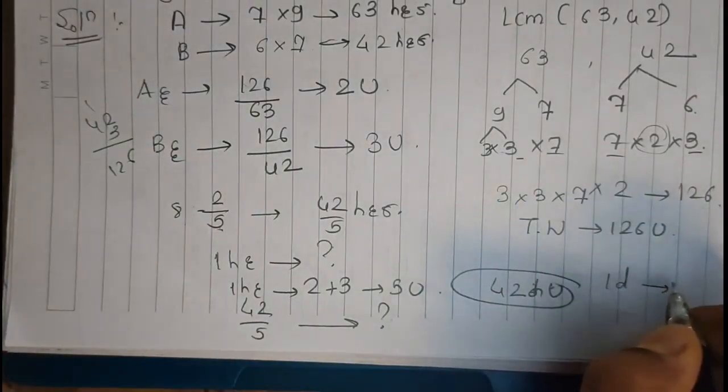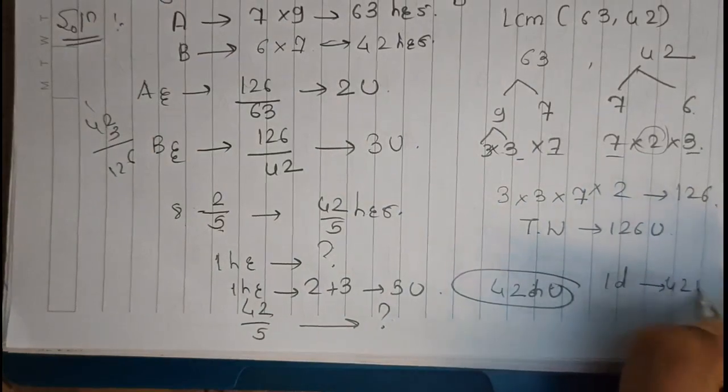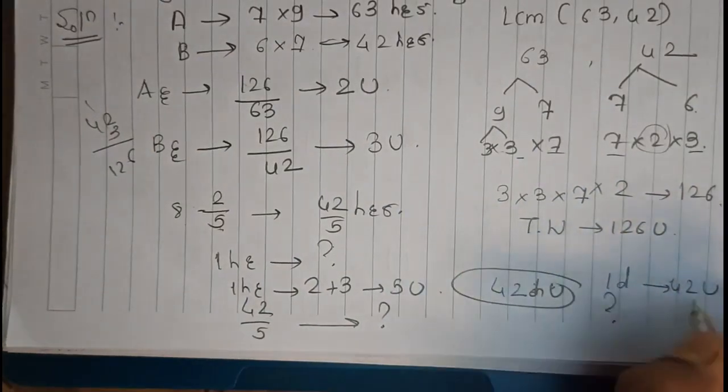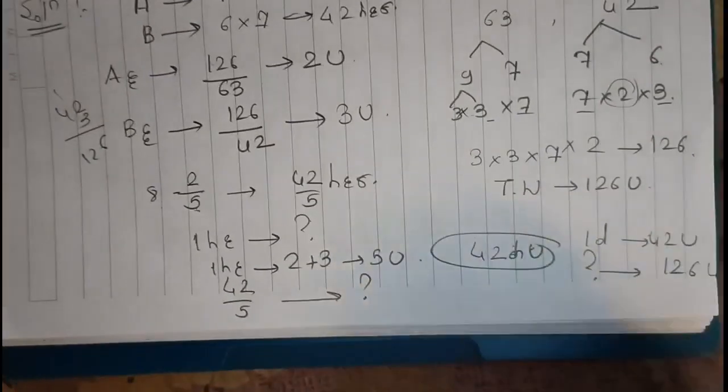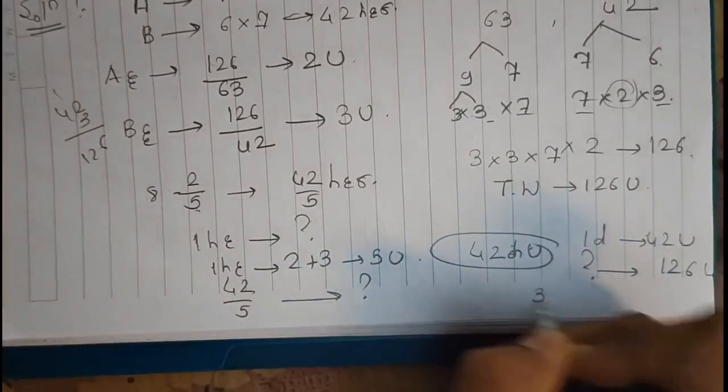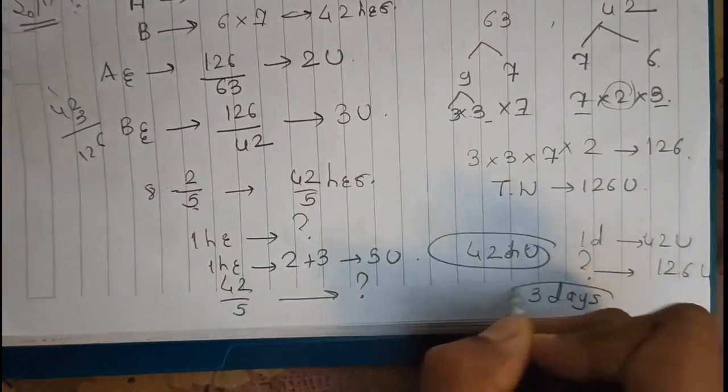So if in one day they can complete this 42 units of the work, how many days would be required for them to complete 126 units of the work, which is our total work? So it would be 126 by 42, which is 3 days. I hope you get it.